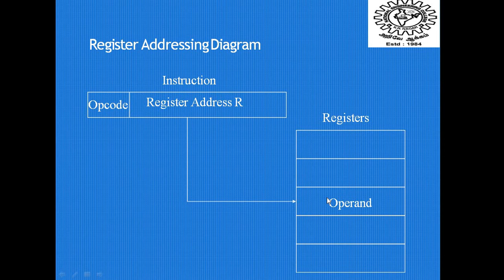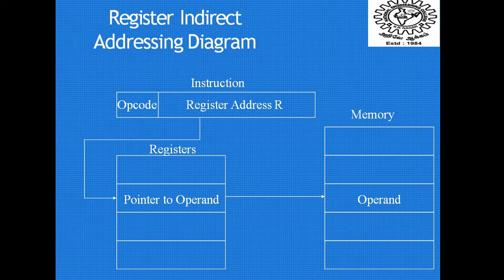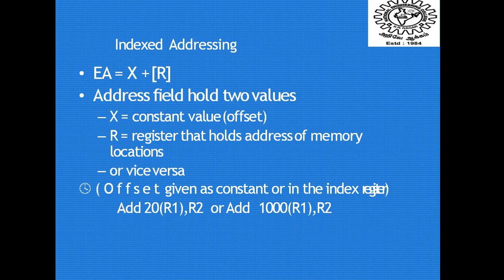In the last diagram, if you see, in direct register mode the register directly has the operand value. Here, the register will not have it. It is like an intermediate or pointer, and through this you can reach the operand in memory. This is the indirect mode. So next one, indexed addressing mode.